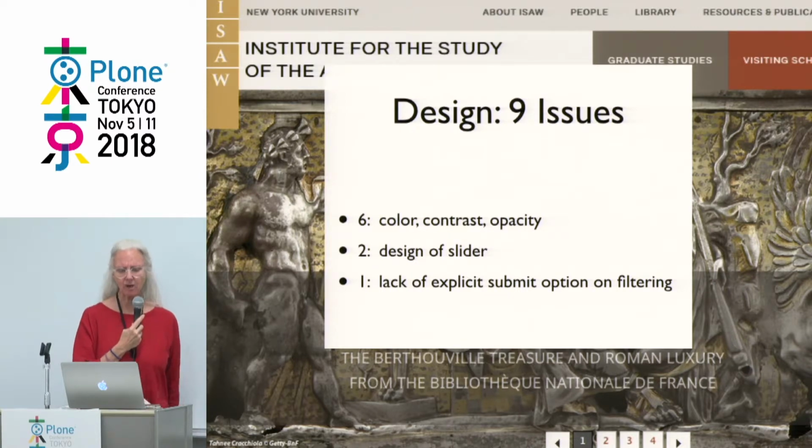So I'm going to now have a series of really dry slides, which we can stop and talk about, but I'm just going to breeze through and tell you about what problems were found, bunched by category, because I found it interesting to see what were the types of issues that popped up. So in the realm of design, 9 issues were found. 3 of them had to do with color, contrast, opacity, those kinds of things that we were talking about before. 2 of them had to do with the design of the slider.